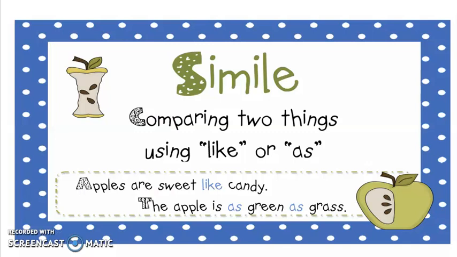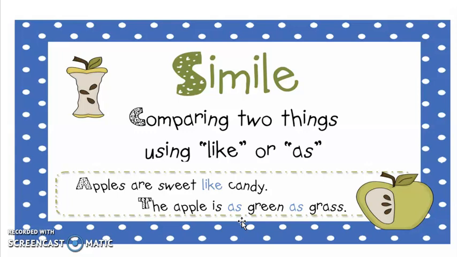Now we know that in a simile, we compare two things using the words like or as, right? We compare two things, apples and candy. What is the common quality? Sweet. So over here, we are comparing apples and candy with the common quality, sweet. For example, apples are sweet like candy. The apple is as green as grass. So you can see how I have used like and as and compared two objects that have a similar quality.